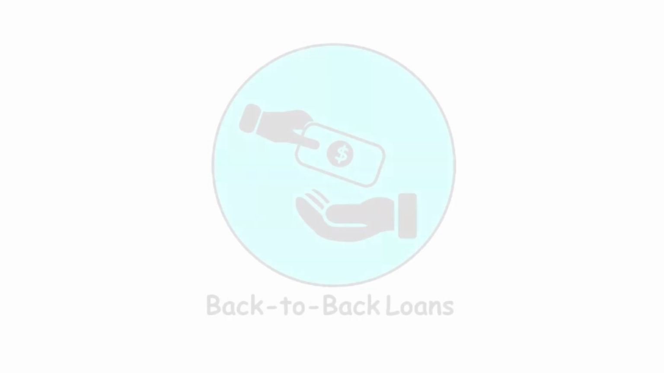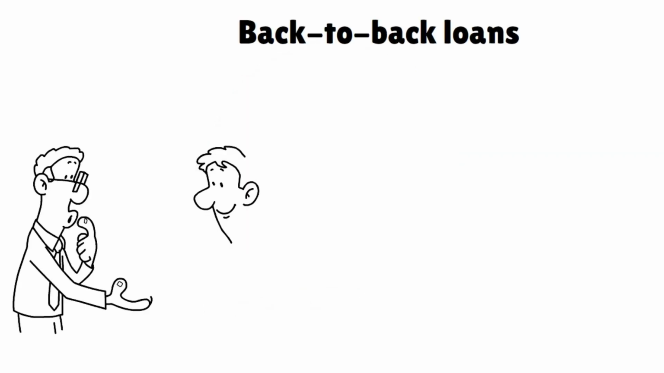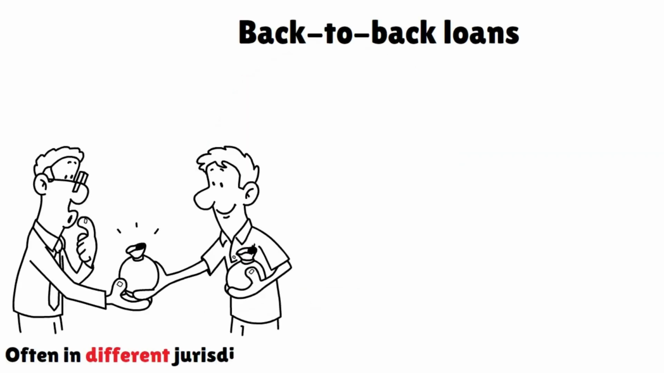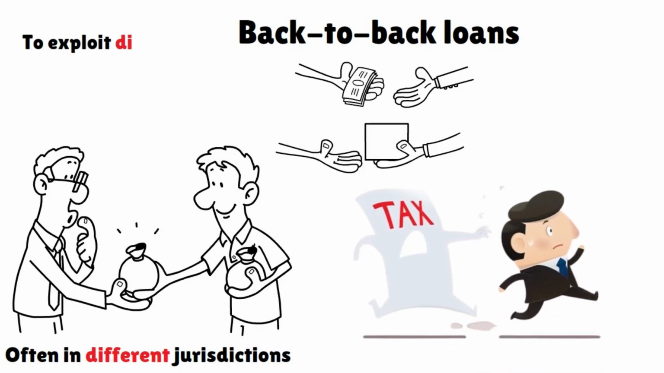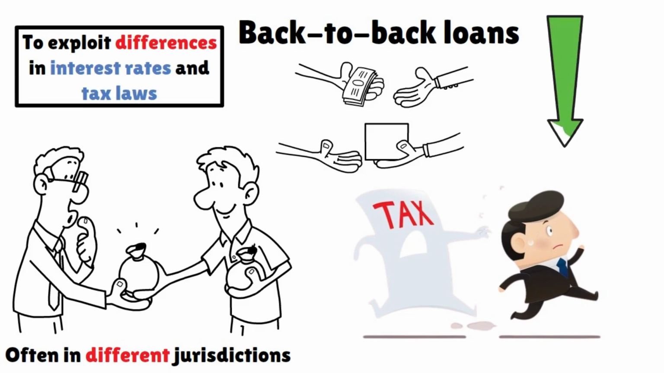Back-to-back loans. Back-to-back loans involve a series of loans between related parties, often in different jurisdictions, to facilitate tax avoidance or profit sharing. This strategy allows companies to exploit differences in interest rates and tax laws to reduce tax liabilities.